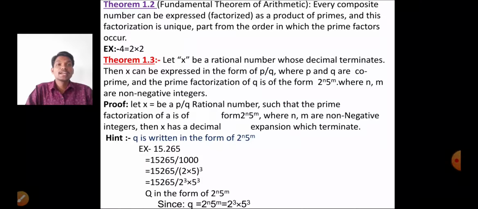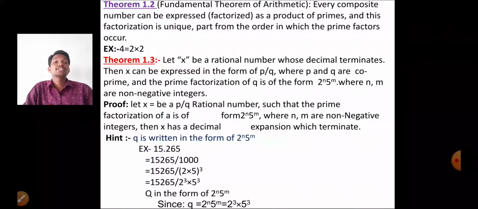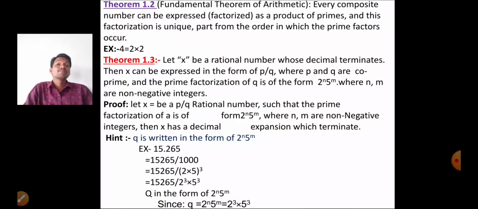Next one, Theorem 1.3. Let x be a rational number whose decimal expansion terminates. Then x can be expressed in the form of P by Q, where P and Q are co-primes, and the prime factorization of Q is of the form 2 to the power of n, 5 to the power of m, where m, n are non-negative integers. So that is the statement of Theorem 1.3.